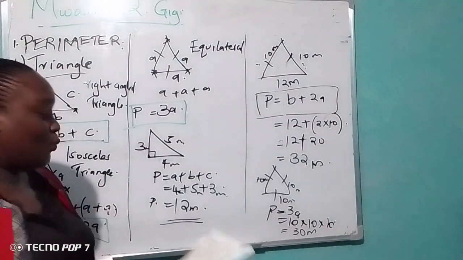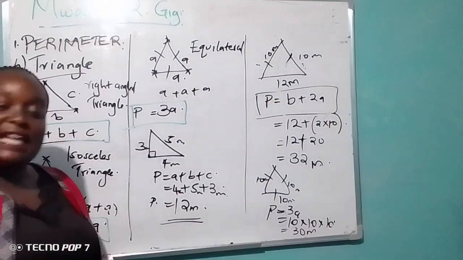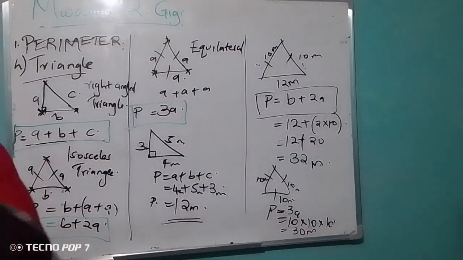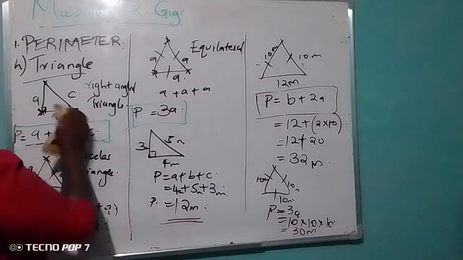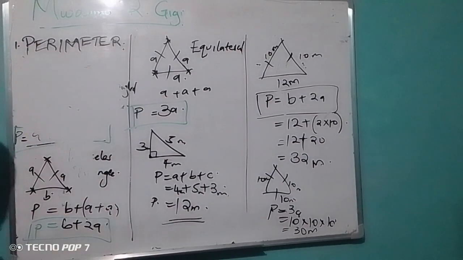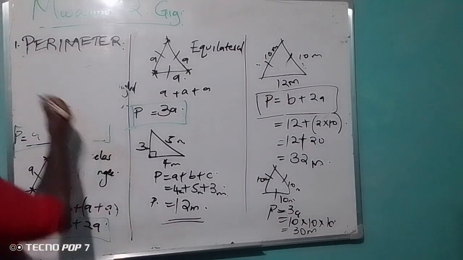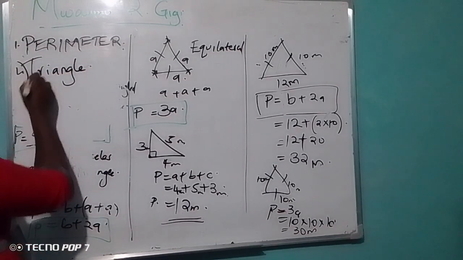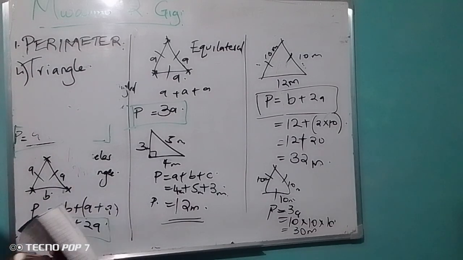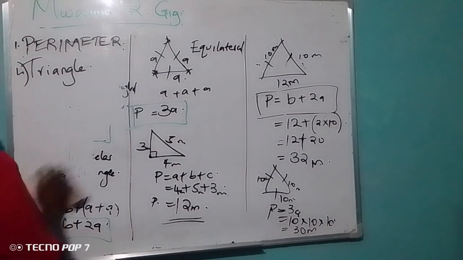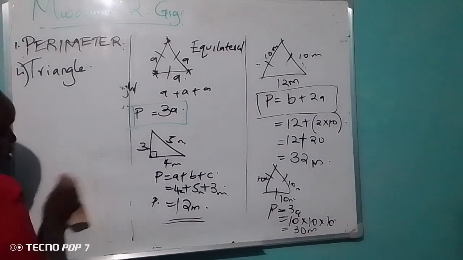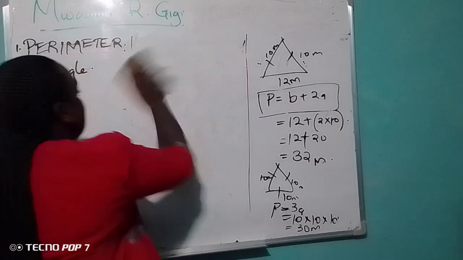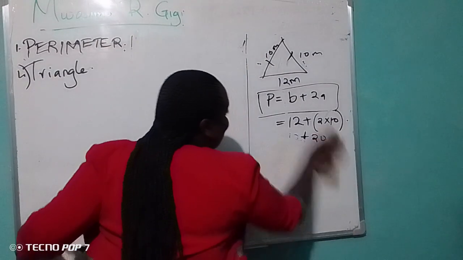Before we go to finding area, before tuende kwa area, there is something about the Pythagoras theorem. Mbona nimefuta triangle? Triangle ndio inatuletea hii shida ya Pythagoras theorem. Hii ni nini inatuletea shida ya Pythagoras theorem?